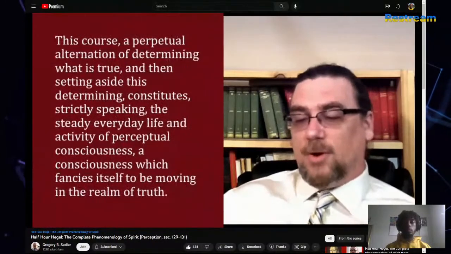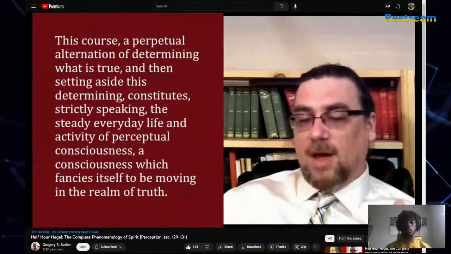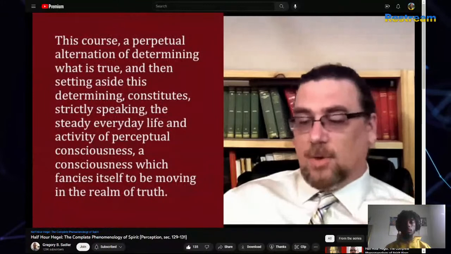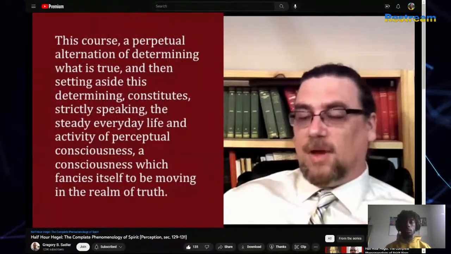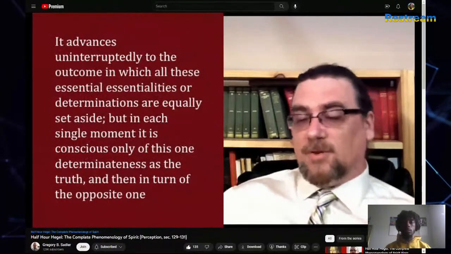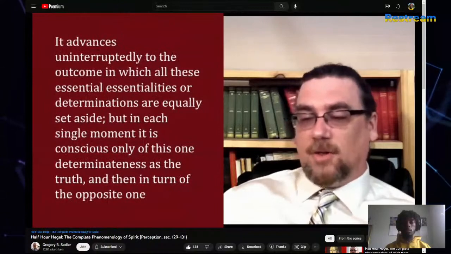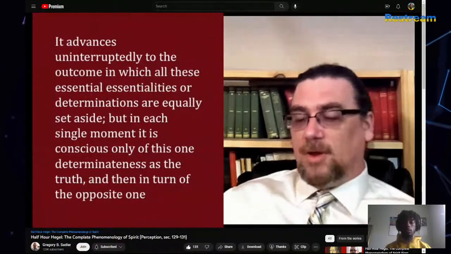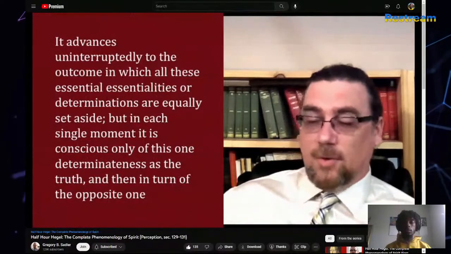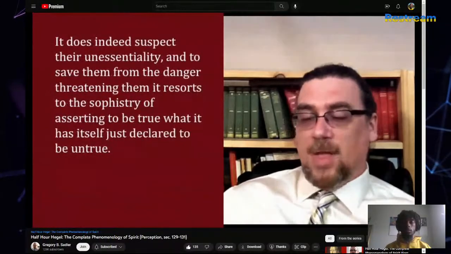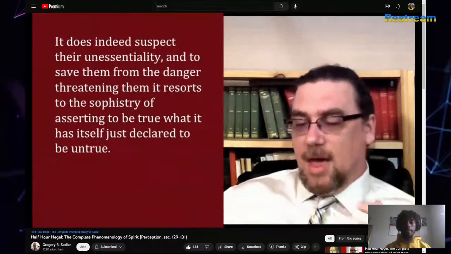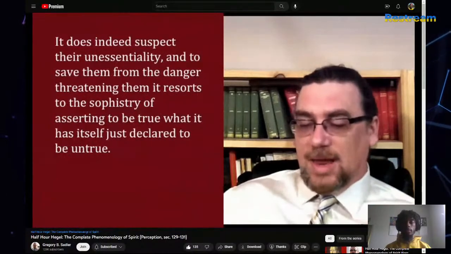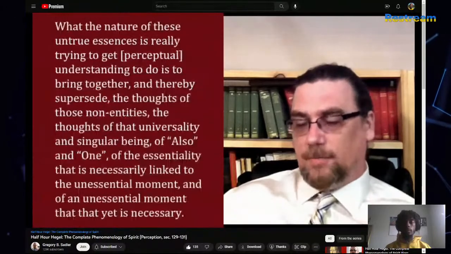This course, a perpetual alternation of determining what is true and then setting aside this determining, constitutes, strictly speaking, the steady everyday life and activity of perceptual consciousness, a consciousness which fancies itself to be moving in the realm of truth. It advances uninterruptedly to the outcome in which all these essentialities or determinations are equally set aside. But in each single moment, it is conscious only of this one determinateness as the truth, and then in turn of the opposite one. It does indeed suspect their unessentiality, and to save them from the danger threatening them, it resorts to the sophistry of asserting to be true what it has itself just declared to be untrue.